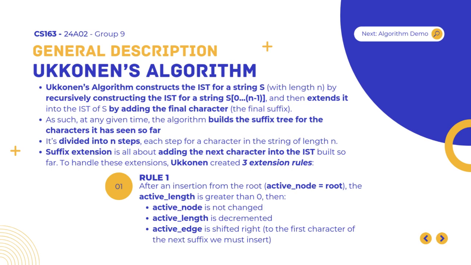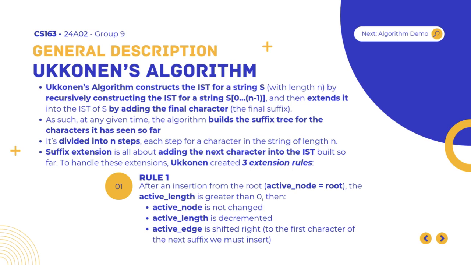For example, if you want to construct an implicit suffix tree for a string with 4 characters, you would first have to construct the implicit suffix tree for the string with 3 characters and then add in the last character. As such, at any given time, the algorithm builds the suffix tree for the characters it has seen so far. That is why it has the online property.